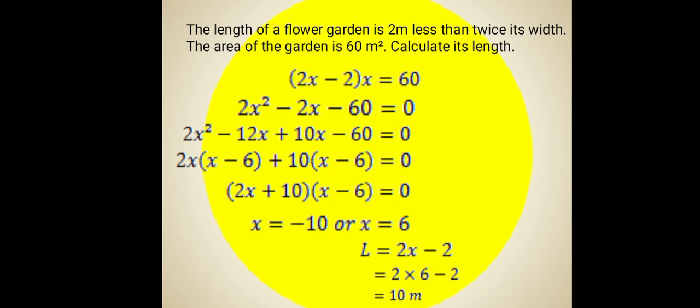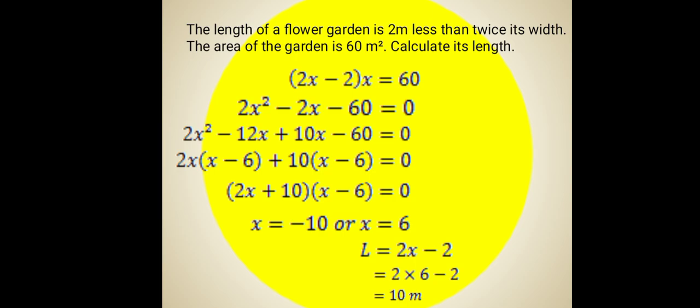The length of a garden is 2 meters less than twice its width. The area of the garden is 60 meters square. Calculate its length. Now we know area is length times width. Now we shall assume the width is x.